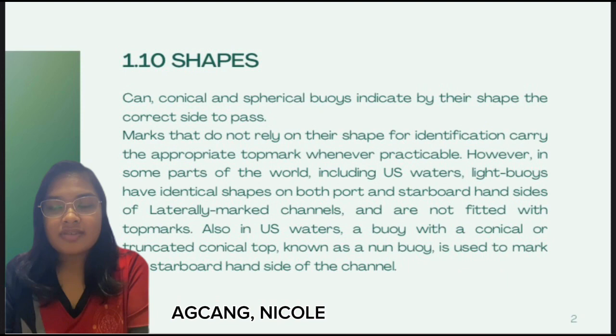Can, conical, and spherical buoys indicate by their shape the correct side to pass. Marks that do not rely on their shapes for identification carry the appropriate top mark whenever practicable. However, in some parts of the world, including U.S. waters, light buoys have identical shapes on both port and starboard hand sides of laterally marked channels and are not fitted with top marks. Also in U.S. waters, a buoy with a conical or truncated conical top, known as a nun buoy, is used to mark the starboard hand side of the channel.